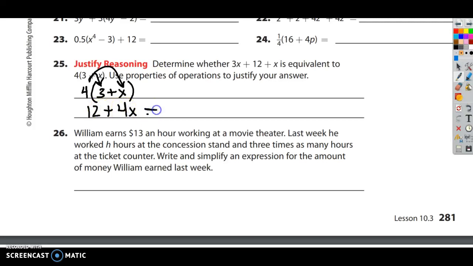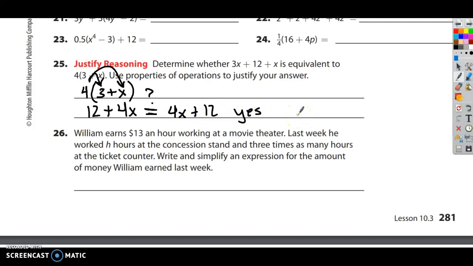Is this equal to this? 3x plus 12 plus x. And the answer is it is, because if I take this x right here and I add it to this, what would I have? I would get 4x. So what I'm going to do here is I'm going to rewrite this as 4x plus 12. And the answer is yes.